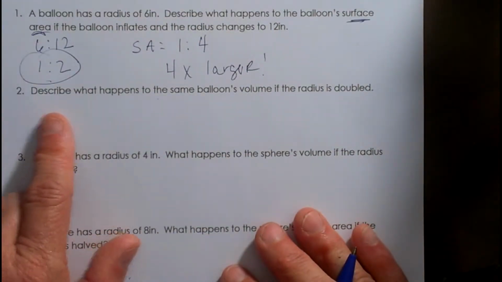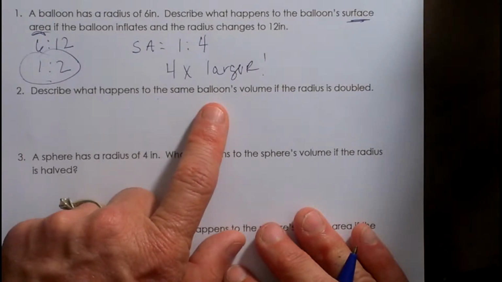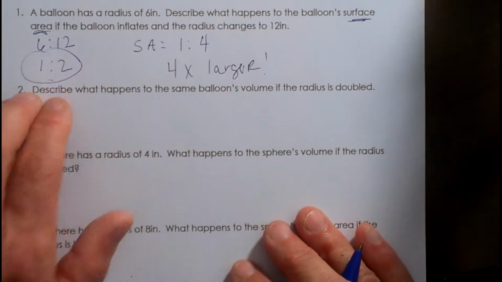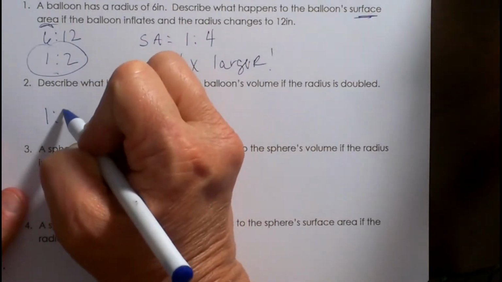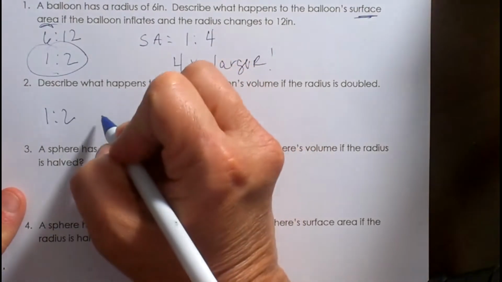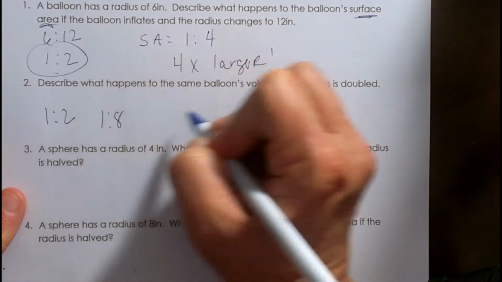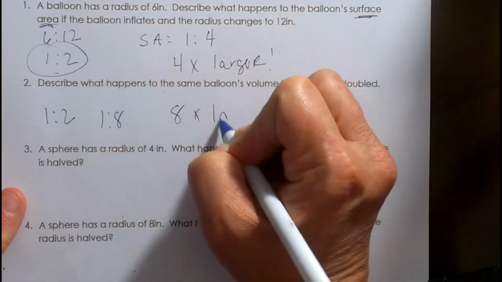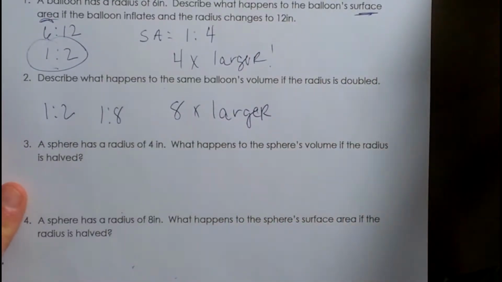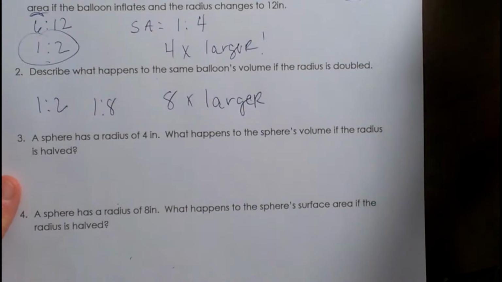Describe what happens to the same balloon's volume if the radius is doubled. Okay, so again, we have the radius doubling. What's going to happen to the volume? Well, we've said 1 to 2. To get the volume, you would cube it, so it's going to be 1 to 8. So what is going to be 8 times larger? Right? The larger balloon's going to have a volume 8 times larger.